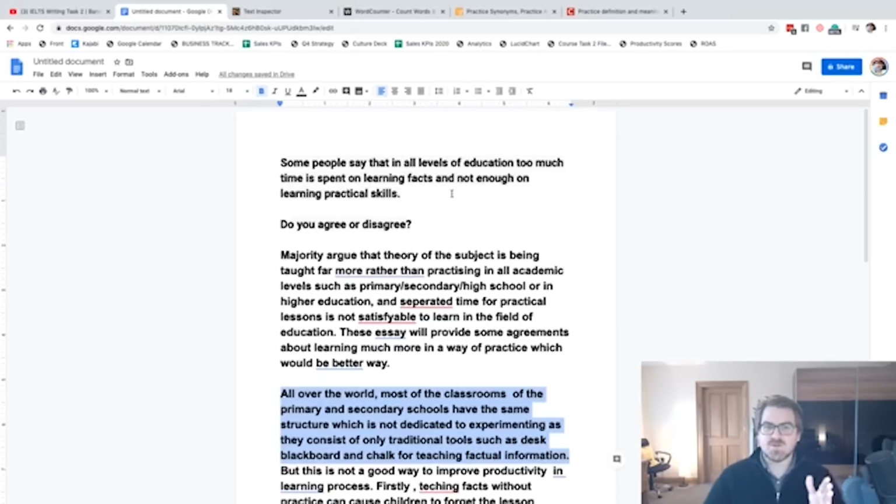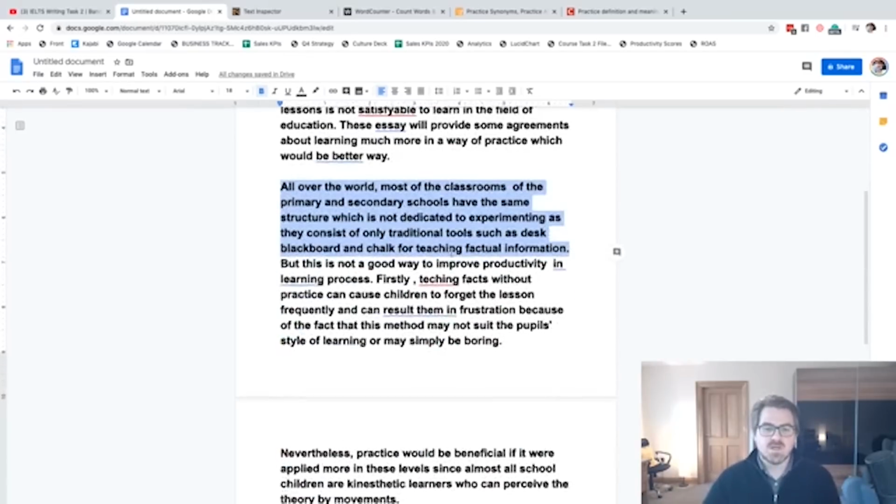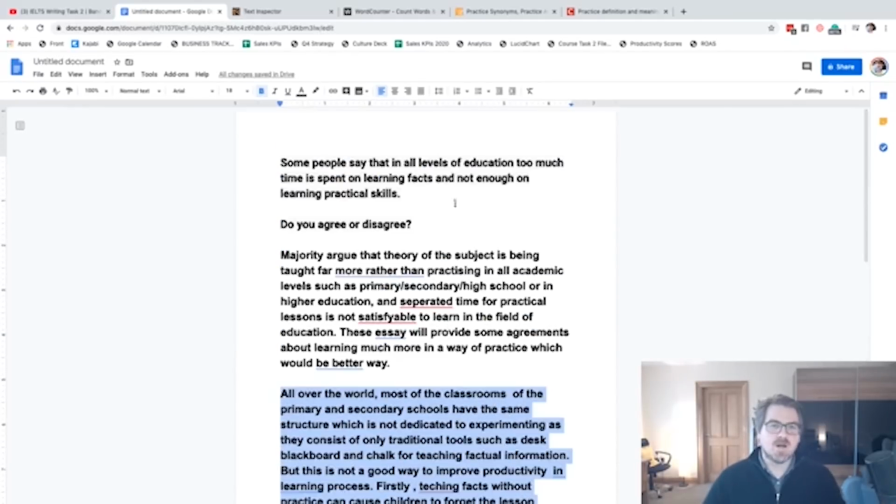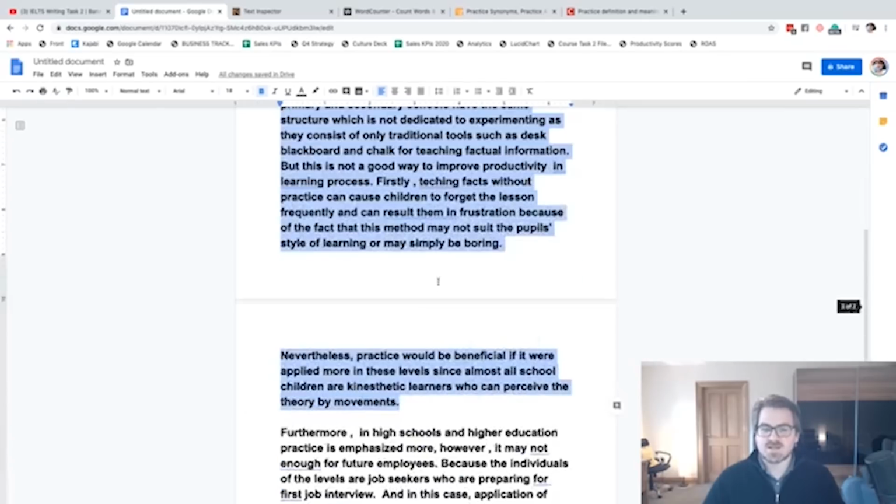The difference between rote learning versus things that you can use in the real world. This has nothing to do with it. Nevertheless, practice would be beneficial if it were applied more in these lessons, since almost all school children are kinesthetic learners who can perceive the theory by movements. This is more about how we learn, different styles of learning, not about the difference between learning facts and practical skills.